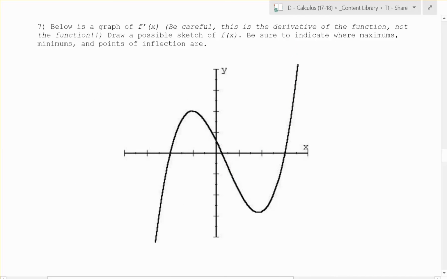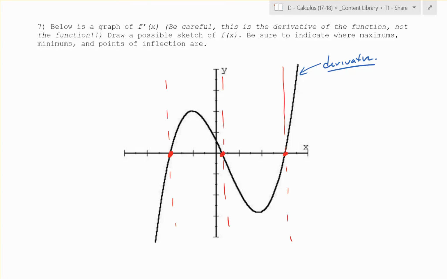So now let's go the opposite direction. This is going to be the derivative function. So what could the function look like? Let's look again where the derivative is 0. The derivative is 0 in these 3 places, which means that the function has to have a highest or a lowest point when it crosses these x values.